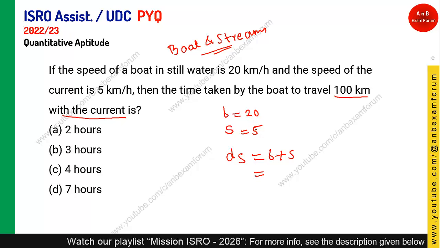Downstream is basically the addition of boat and stream speed, so it becomes 25 km per hour. You have the speed, you have the distance, so you can calculate the time very easily. Time is equal to distance upon speed. Distance is 100, speed is 25, so it becomes 4, and the unit is hours. So option C is the right answer. A very simple one.